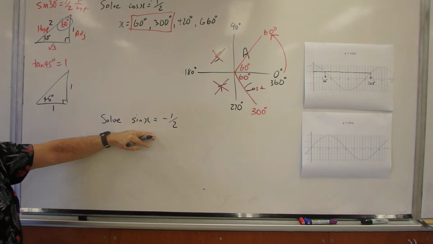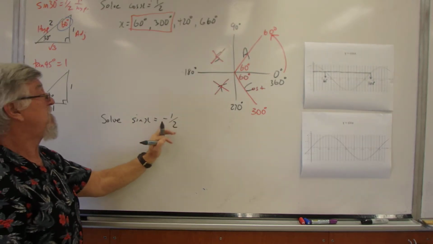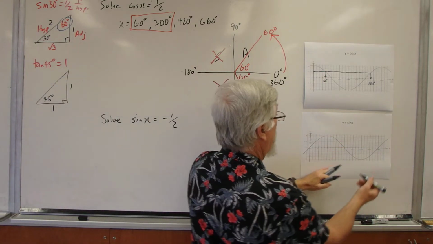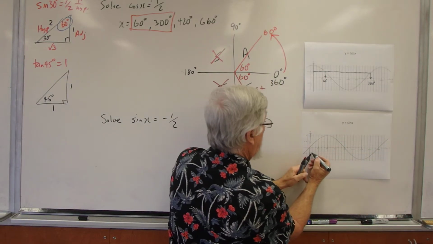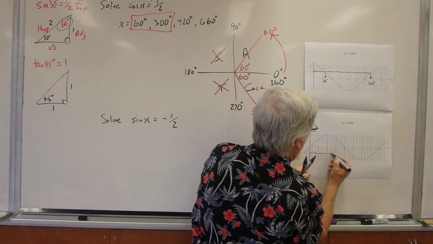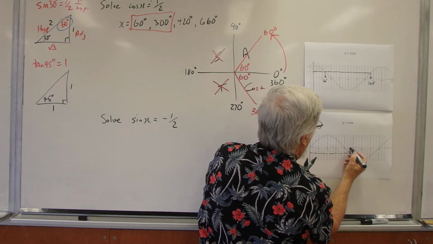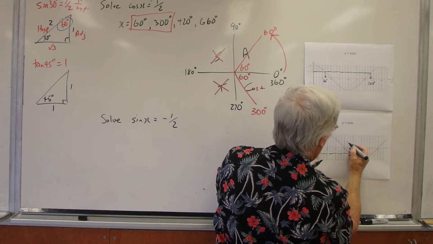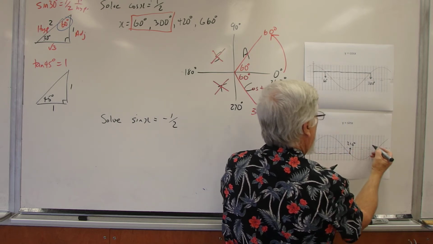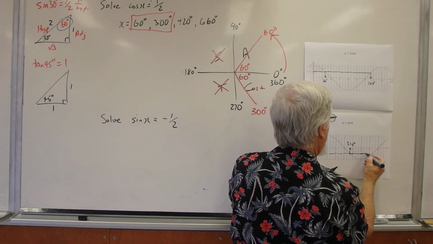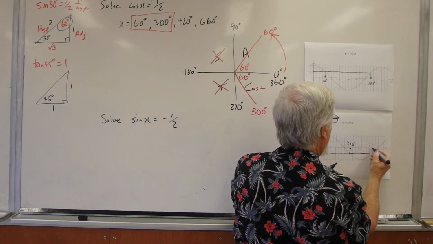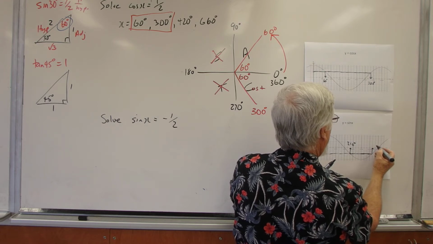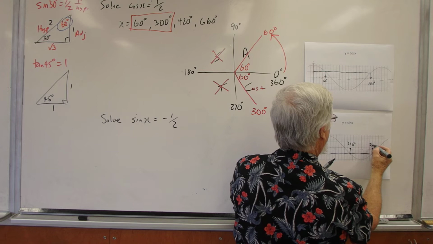Let's go for a sine, but this time we're going to go a step further. We've got a negative half. So if I go over to this graph, where is a sine graph negative a half? So I can go to negative half and I can come across the graph. And I go, there it is there, at 210 degrees. And they go across to here as well. I can go up to there, and I can go, there it is, also, at 330 degrees.